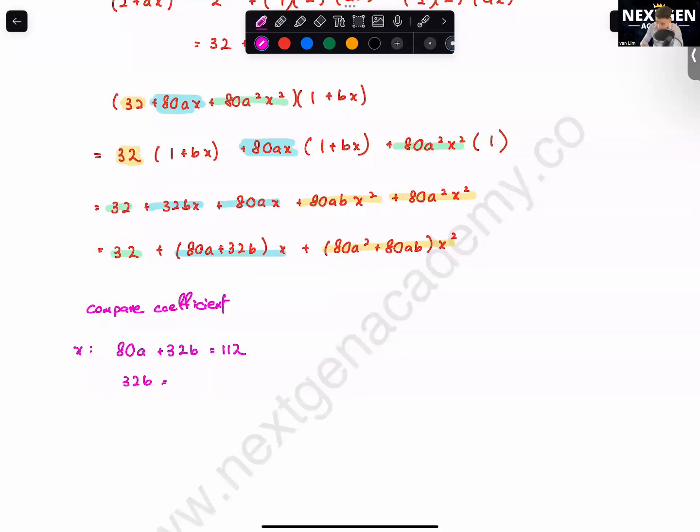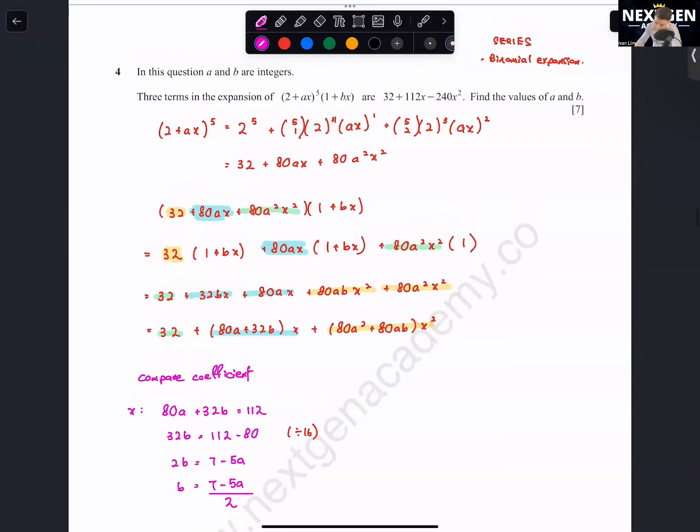32b equals to 112 minus 80a. Simplify it. Yeah, this time I want to make b as the subject. Later I want to substitute into the next one. I'm going to divide the whole thing by 16. So here become 2b equals to 7 minus 5a. b is equals to (7 minus 5a) over 2. Okay, where did I get the 112 from? From the question. 112x, is that?